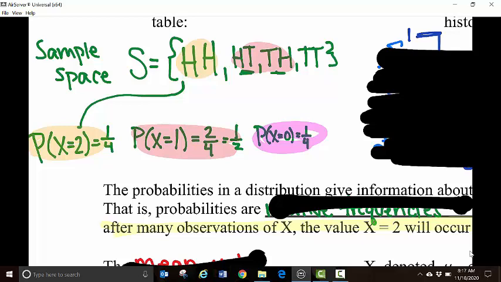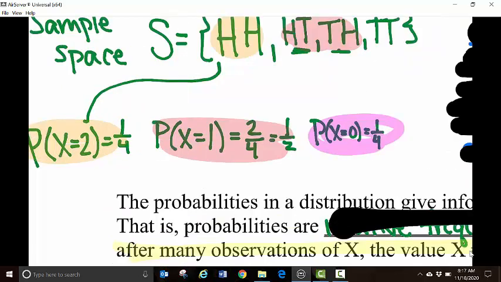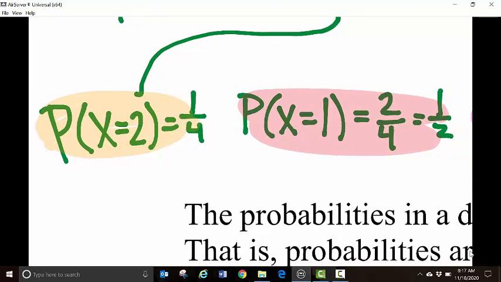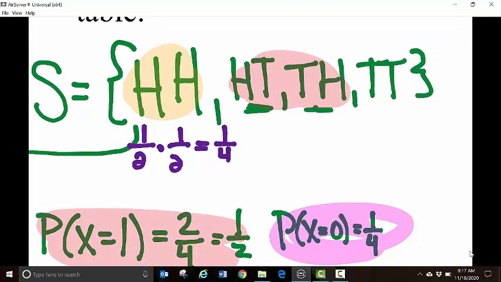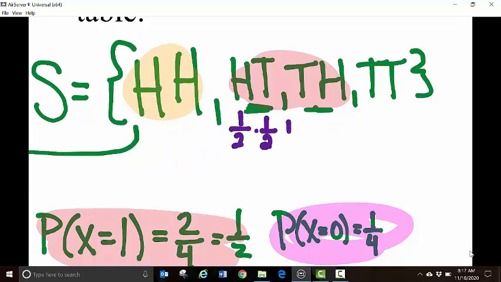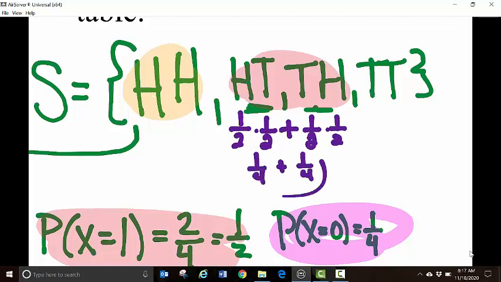You could have also found these values using the multiplication rule, right? The multiplication rule would have said for the probability of 2 heads, the chance of getting 1 head is 1/2, times the chance of getting another head is 1/2, which is how we get 1/4. For this other one, we could have said the chance of getting a head is 1/2, the chance of getting a tail is 1/2, or we get a tail and then a head, 1/4 plus 1/4 is 2/4. So you can use common sense or you can use the algebra.